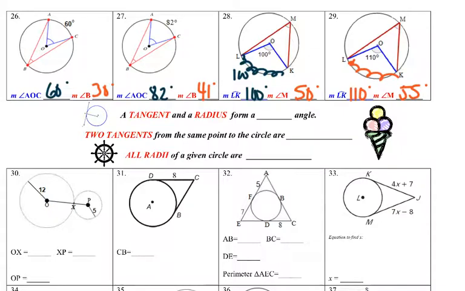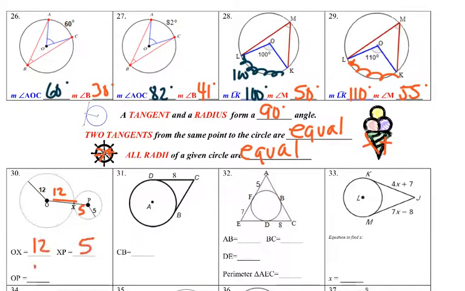Tangent and a radius form a 90-degree angle all the time. The two tangents, remember we said that ice cream cone rule, that they are equal, and that all radii of a circle, anytime you have a radius, they're always equal. So we're kind of through the hard part, and now we're on to like, oh, well, wouldn't that be 12? And wouldn't XP be 5? And isn't 12 plus 5 17?